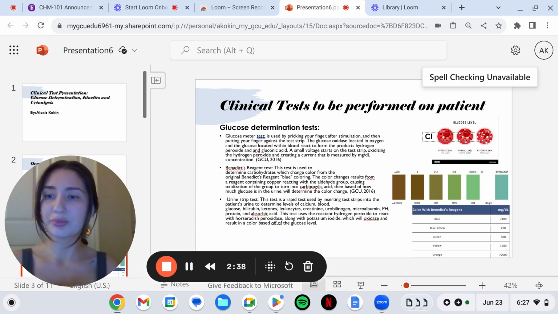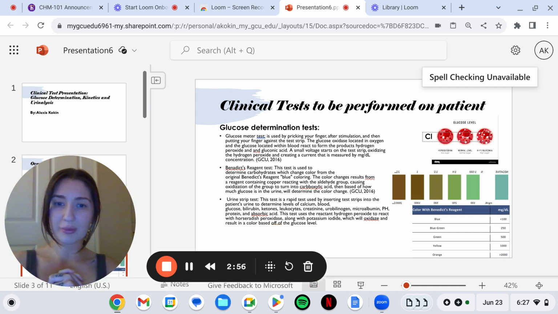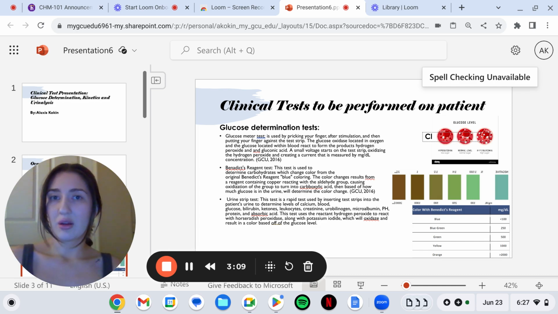from the concentration. Going further into another glucose determination test, we also have the Benedict's reagent test. This test is used to determine carbohydrates, which will determine a color change from the Benedict's reagent blue coloring. The color changes are going to result from the copper reacting with the aldehyde group, causing oxidization of the group to turn into a carboxylic acid. Then, based on the level of glucose that is seen in the urine, will determine the color change.